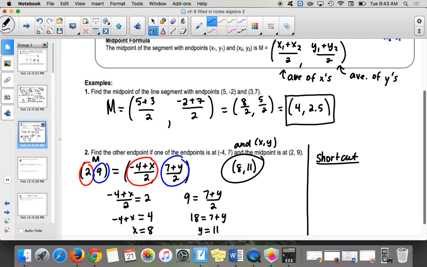So when you're given the midpoint, and you're given one of the endpoints but not the other endpoint, you can line them up. Okay, so one of our endpoints, I usually call them A and B, it doesn't matter. And then we have the midpoint in between it. Our midpoint is 2, 9. One of our endpoints was -4, 7. The other endpoint we don't know.